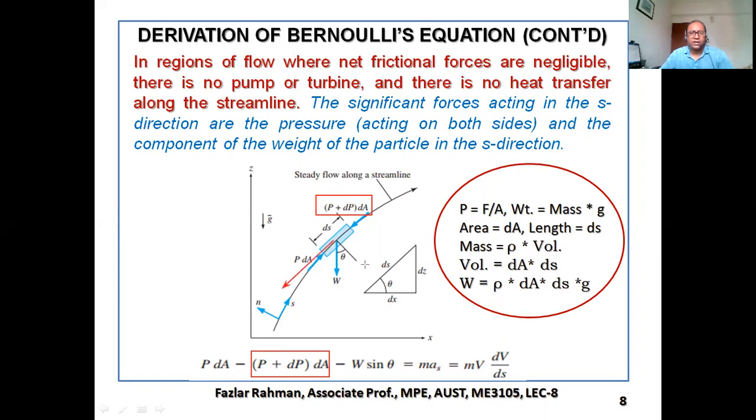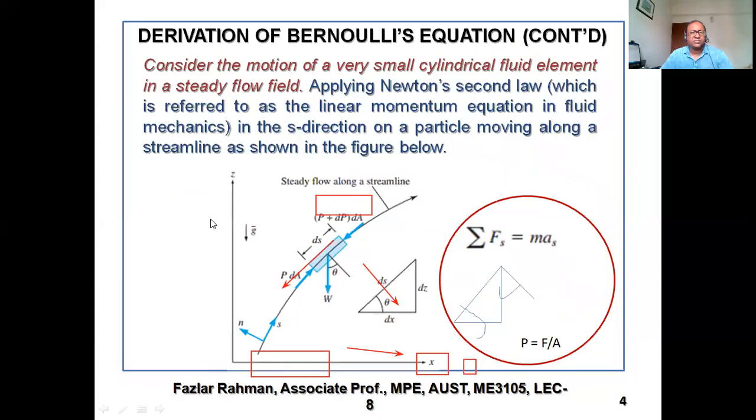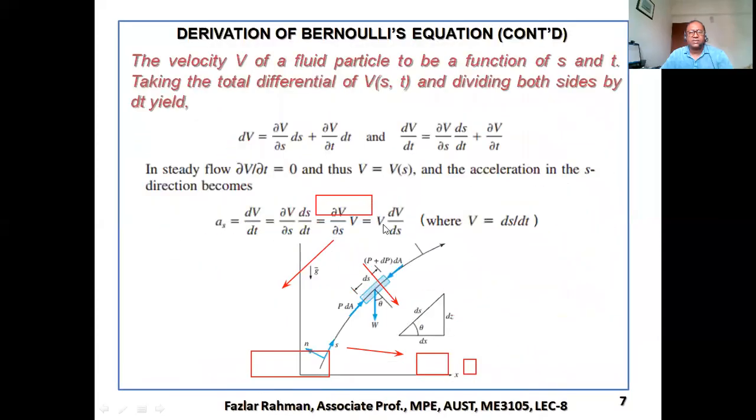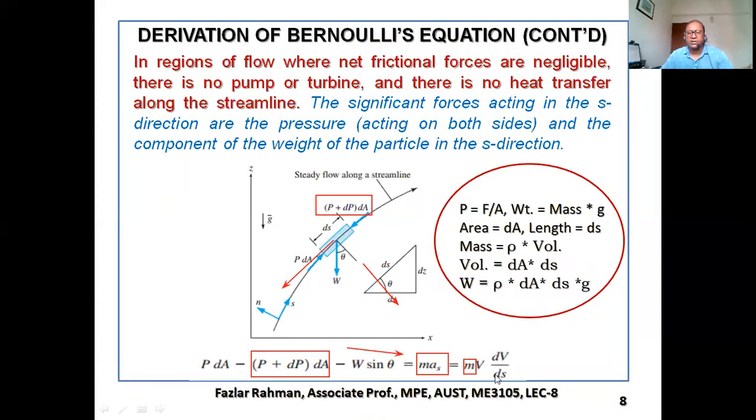And W sine theta is working in the opposite direction of the motion. This is W sine theta, this is W cos theta. So minus, we are getting right over here W sine theta equal to MA. So this is M. What is a_s? a_s we just derived in the previous slide, right? This is our a_s. a_s equals v into dv by ds. That we put over here. Okay.